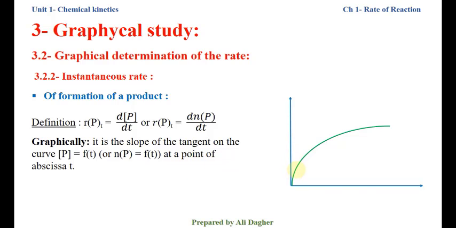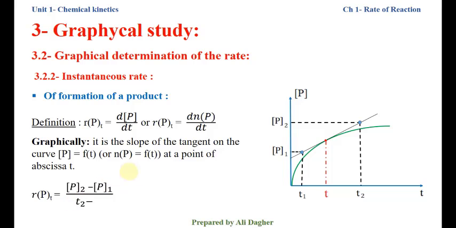This is the curve, and we determine the point on the curve of abscissa t. We draw the tangent on this curve at this point. We take 2 points on this tangent. We determine the coordinates of this point and another point, t2 and concentration 2, and we apply: rate at instant t is delta concentration over delta t, the slope of the tangent.